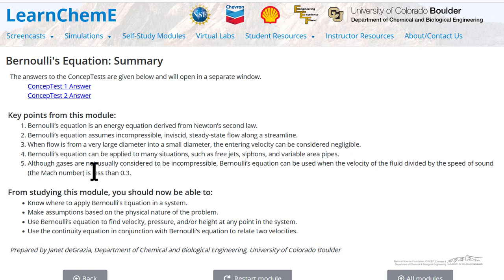The important points from the module are listed here, and then we repeat what you should know how to do that we showed on the first page. The idea is about an hour to work through these. We have self-study modules for additional courses in chemical engineering, including material and energy balances, thermodynamics, separations, and kinetics.